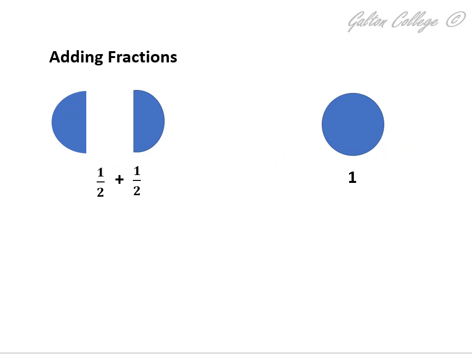Let's go down here. We can add fractions. Here we've got half a circle. We're adding half a circle. If you add half and a half, you get 1. Half plus a half equals 1. Join half a circle to the half a circle, put them together, and you get the full circle.